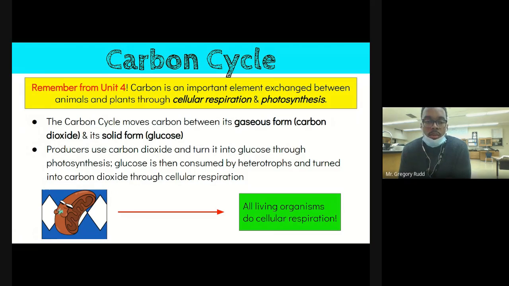So the carbon cycle moves carbon between its gaseous form, which is carbon dioxide, and its solid form, which is glucose. Producers, which are the plants, produce their own food, use carbon dioxide to turn it into glucose through this process of photosynthesis. That glucose is then consumed by heterotrophs, and it's turned into carbon dioxide through cellular respiration. So we see the cycle is set up. Carbon dioxide is used to make glucose. Burning glucose produces carbon dioxide.